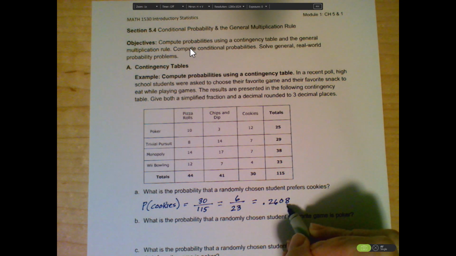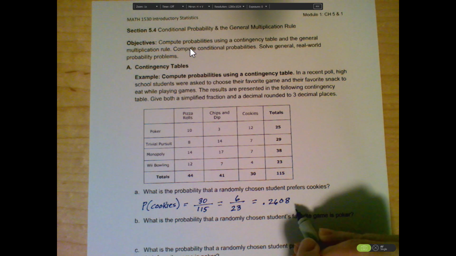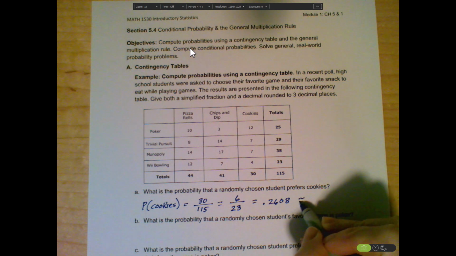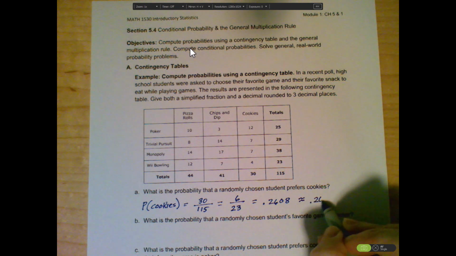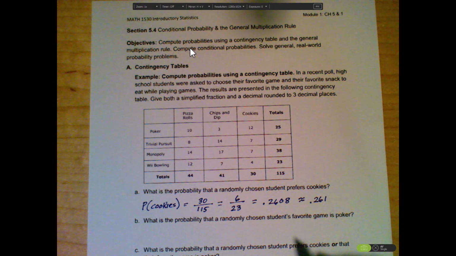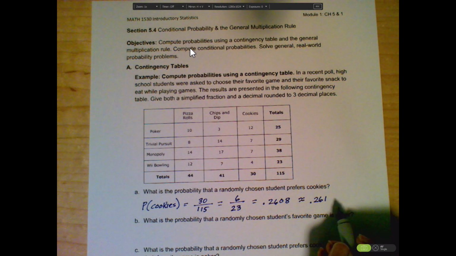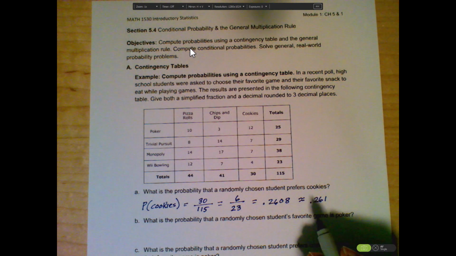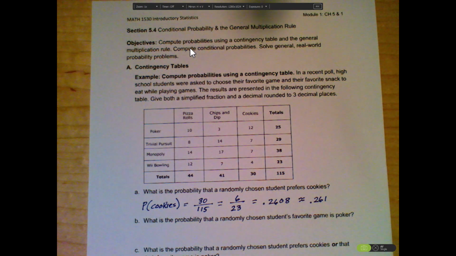So now I can decide if I'm going to round up or just cut the last digit off, and I am going to round up, so this is approximately 0.261. So 0.261 is the probability that if we chose a student out of these 115 students, they would have been one that said they preferred cookies. Or another way to look at it, if we change that to a percent, 26% of the students said they would prefer cookies.